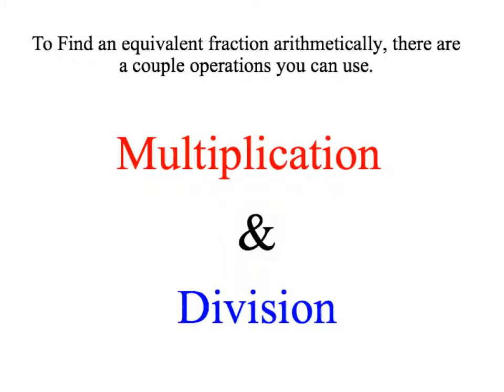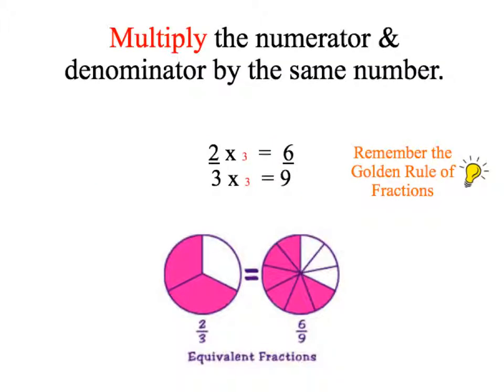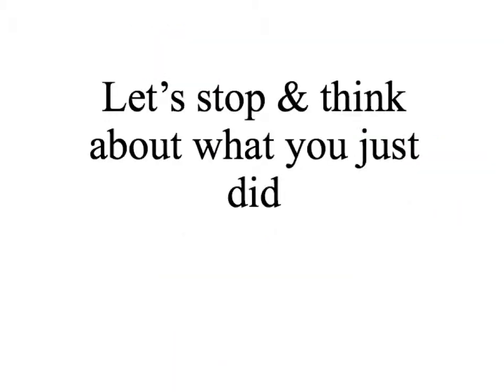To find an equivalent fraction arithmetically, there are a couple operations you can use: multiplication and division. Let's use multiplication first. Multiply the numerator and denominator by the same number. Let's stop and think about what you just did.